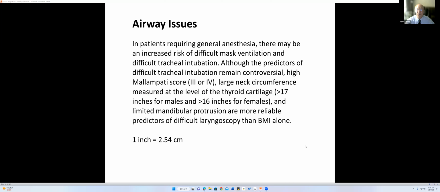Although predictors of difficult tracheal intubation remain controversial, high Mallampati score, 3 or 4, large neck circumference measured at the level of the thyroid cartilage, more than 17 inches for males, or more than 16 inches for females, and limited mandibular protrusion are more reliable predictors of difficult laryngoscopy than body mass index alone.